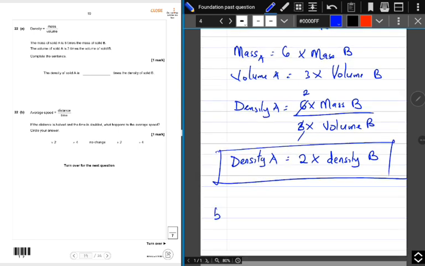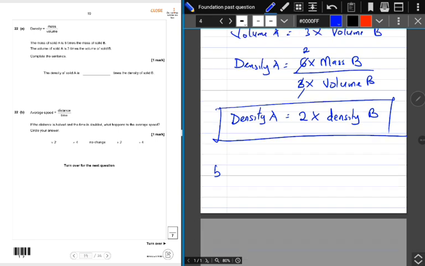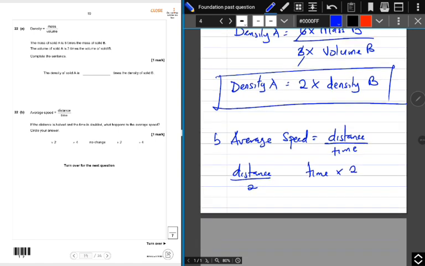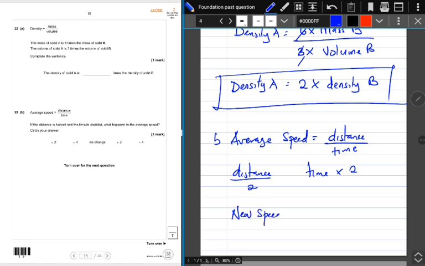Average speed equals distance over time. If the distance is halved and the time is doubled, what happens to the average speed? Calculate your answer. So average speed equals distance over time. We are told that distance is halved, so we have distance over 2, and the new time is time times 2. So I can now say the new speed equals distance divided by 2, also divided by time times 2.